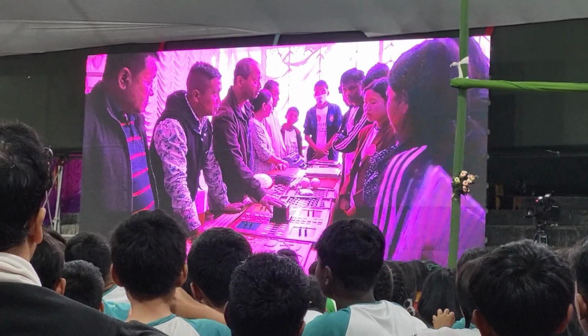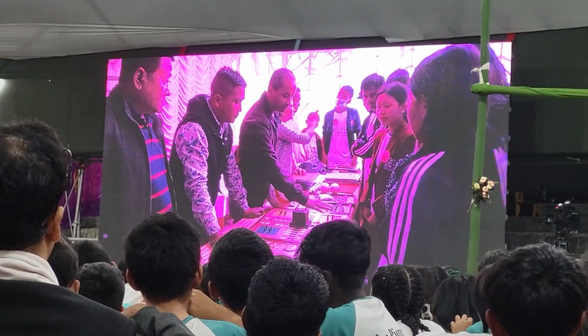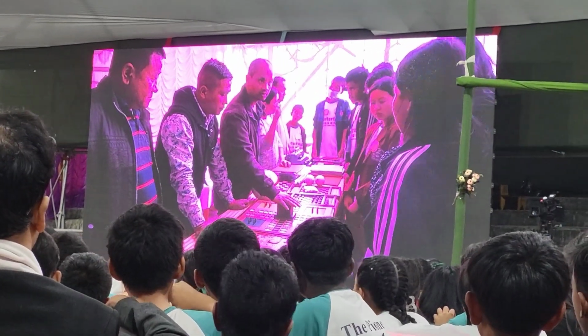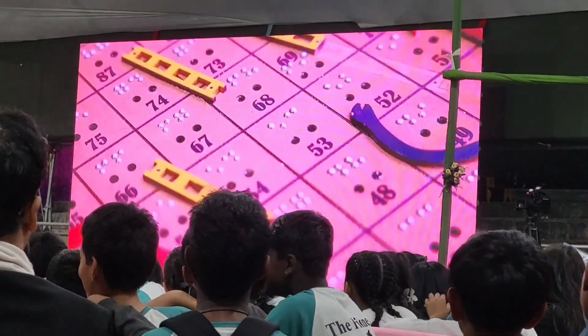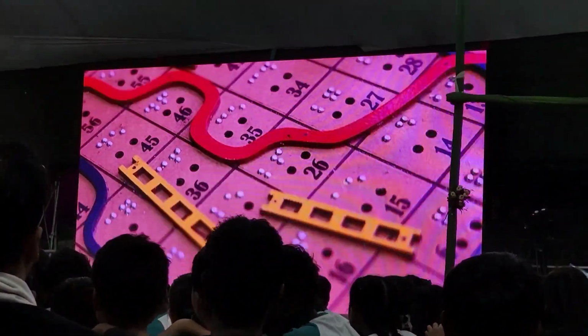So what is Ludo? We all play Ludo. So the game, the rules are all the same, like how we sighted people play, but this is modified so that even the visually impaired child can also play.